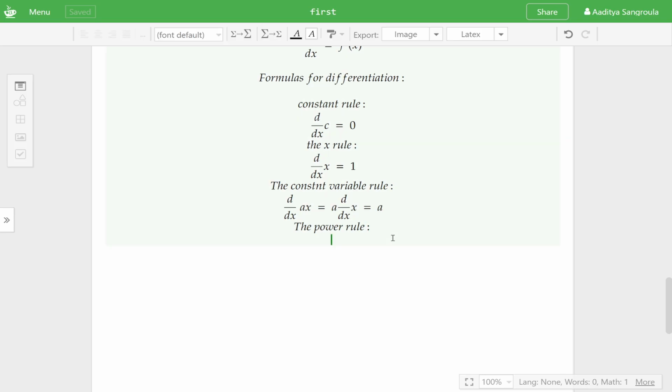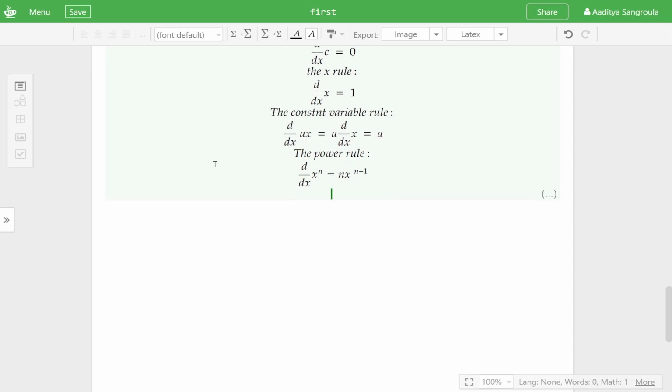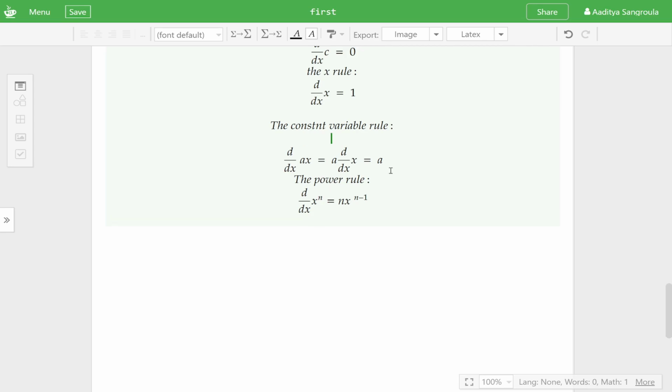So we have the power rule now. The power rule states that the derivative of x raised to the nth power is equal to n times x raised to the power n minus 1. This is important. So the power rule states that the derivative of x to the nth power is equal to n times x to the power n minus 1. This is the power rule. We give some spaces.